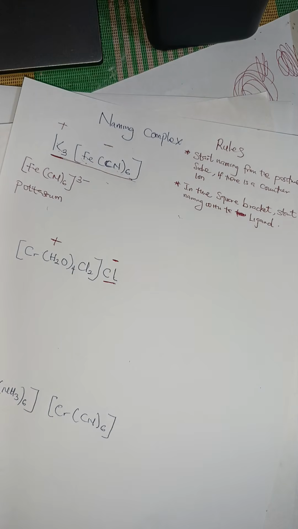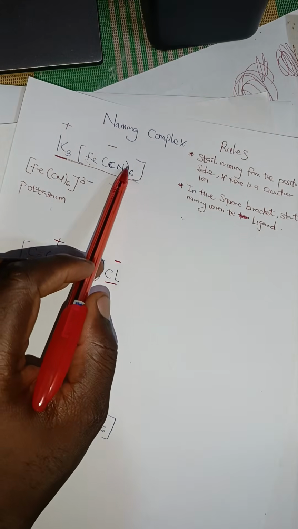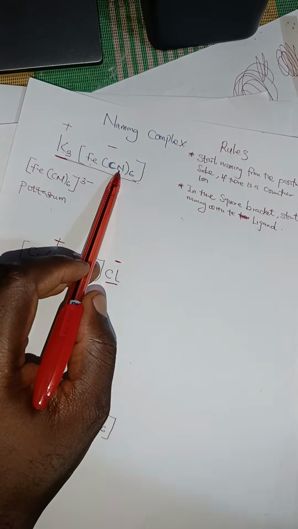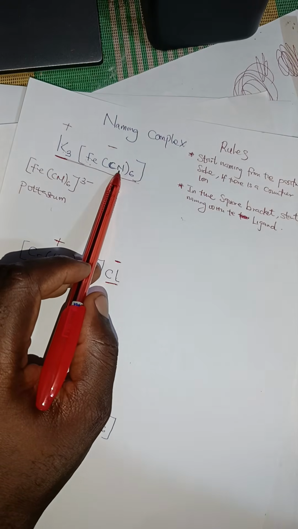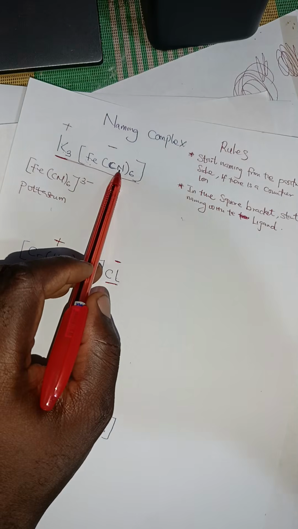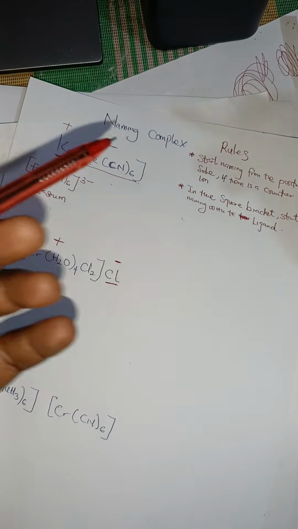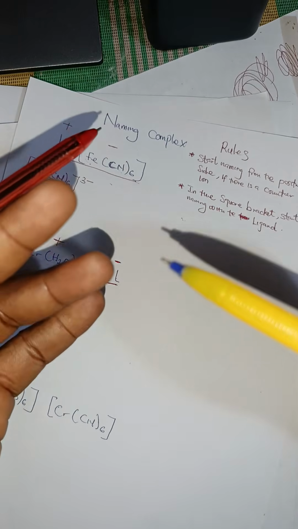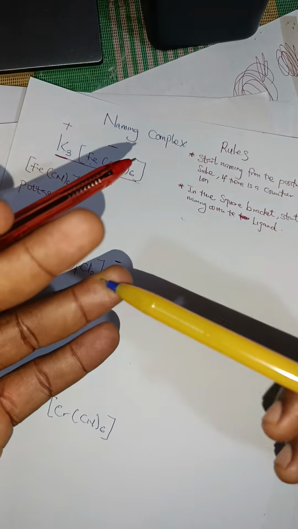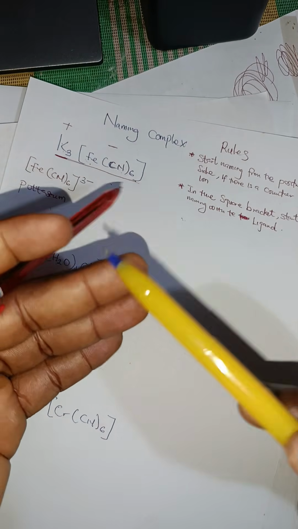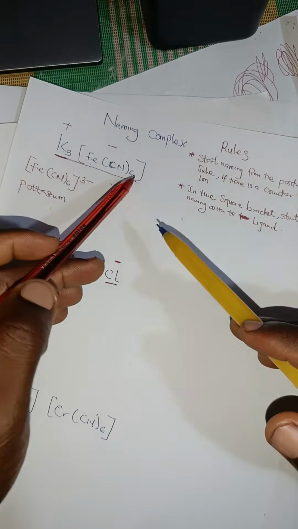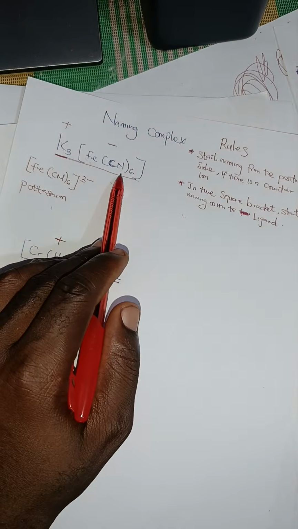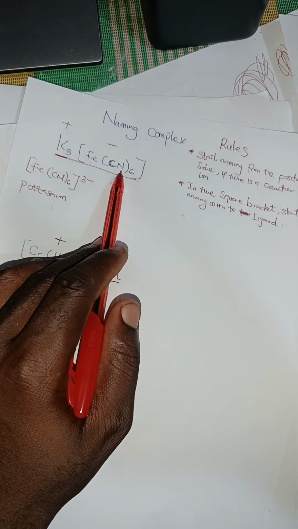Now we have different ligands and the way we call them. The number of cyano here is 6. So we have some Greek names we use. If we have 2 cyano, you say di. If you have 3, you say tri. Then tetra, you understand? So when we have 6, it should be hexa.